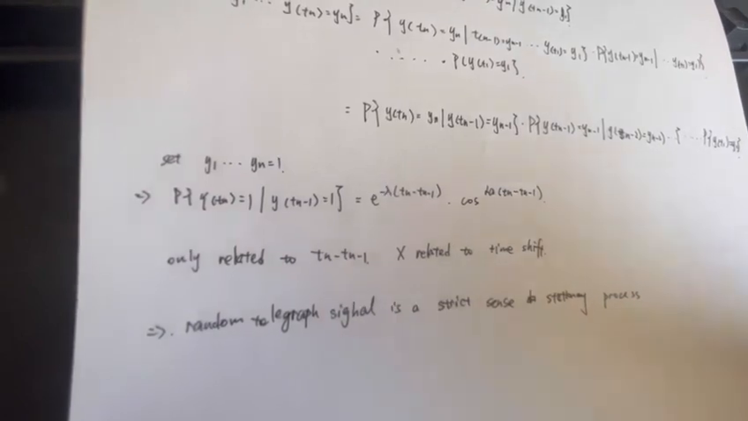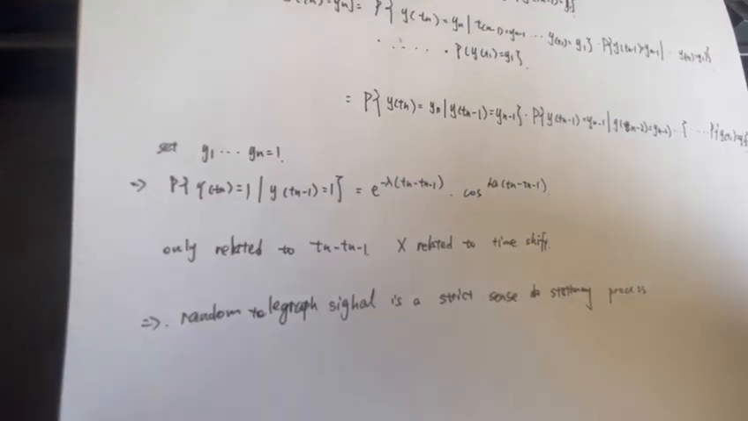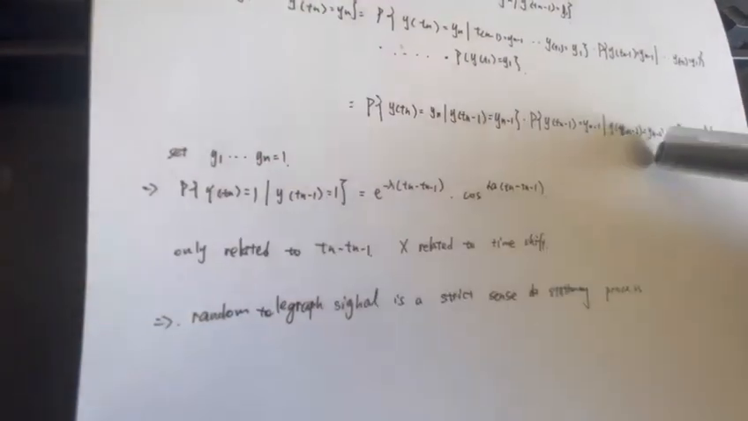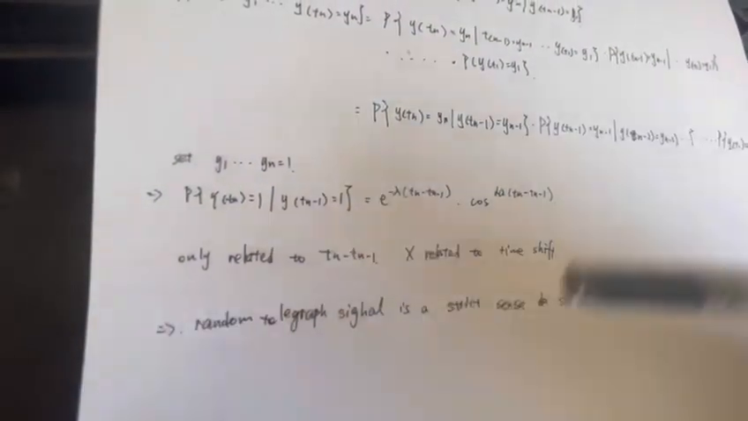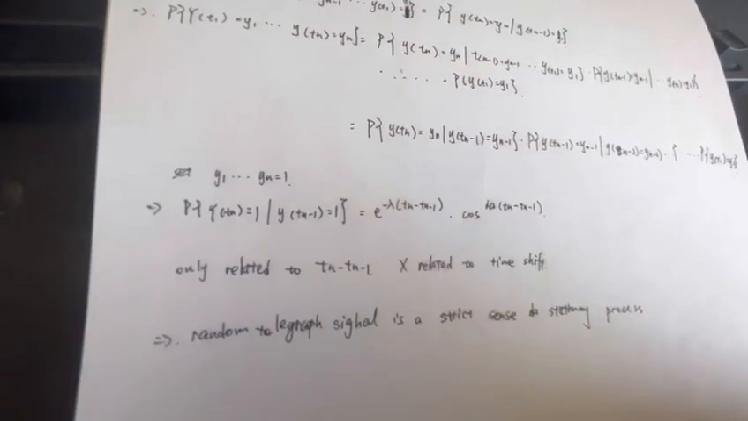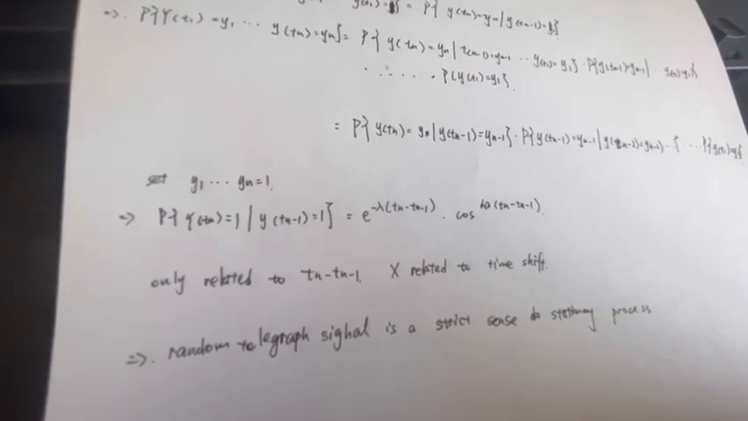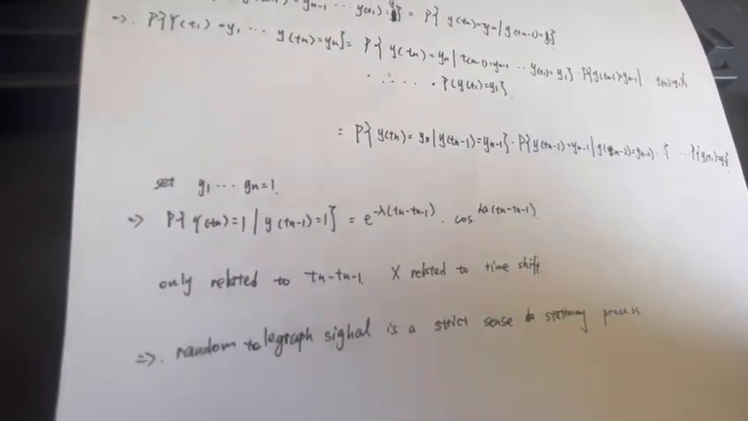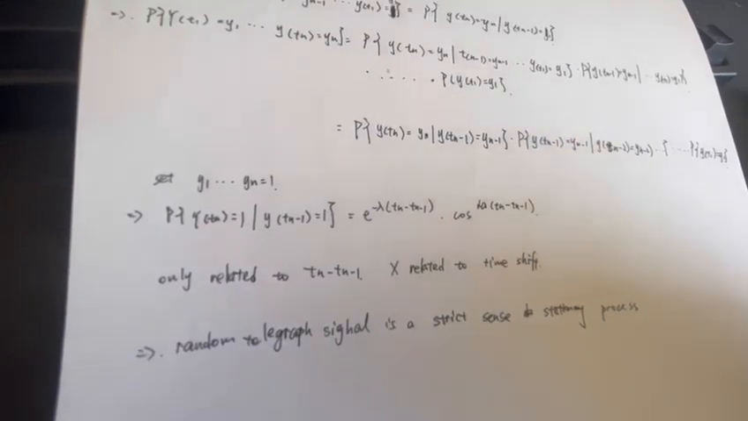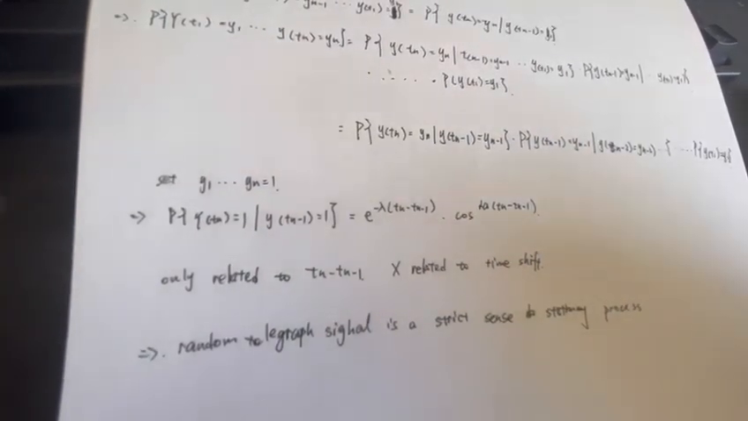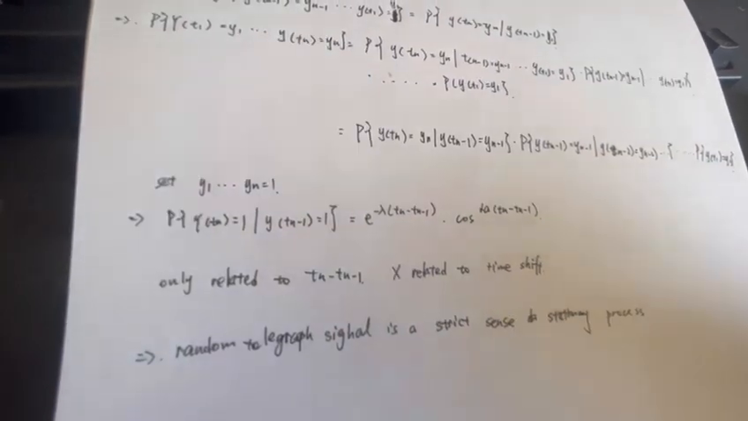Here I'm going to set y1 all the way to yn all equal to 1. So we can calculate this equation into this form: the probability of Y(tn) equals 1 under the condition that Y(tn minus 1) equals 1 will be equal to e to the power of negative lambda times (tn minus 1), times the cosine of alpha times (tn minus 1).